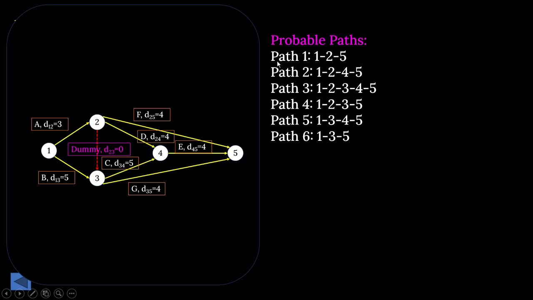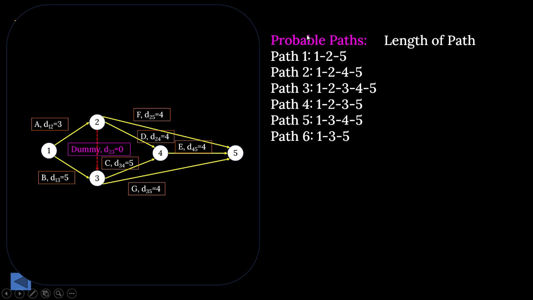So all these paths are probable paths through which we can start from node 1 and reach node 5, that is the end node. It will be very easy to find out from the network. So your duty will be to first draw the network, and from the network find out the probable paths. Once you know the probable paths, then you calculate the length of the path.